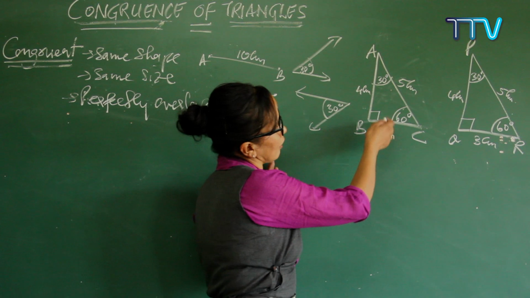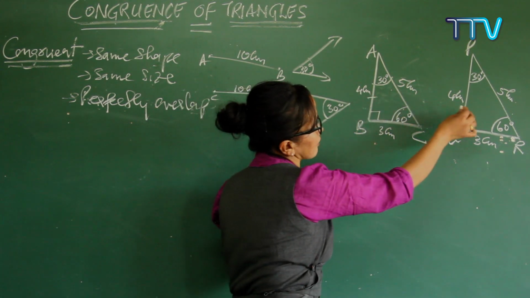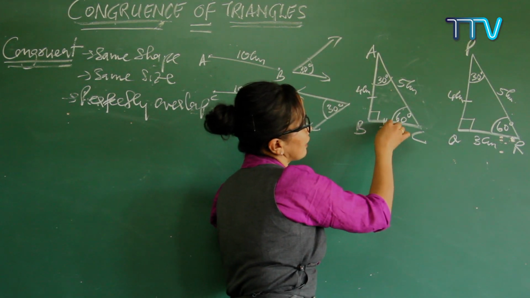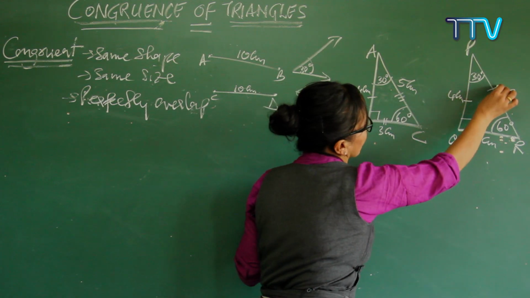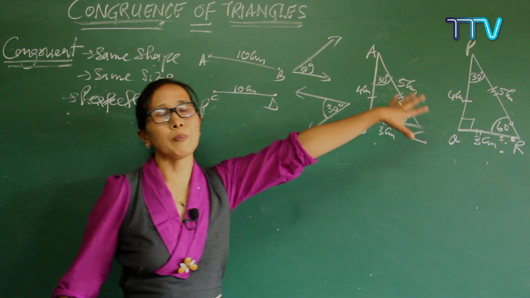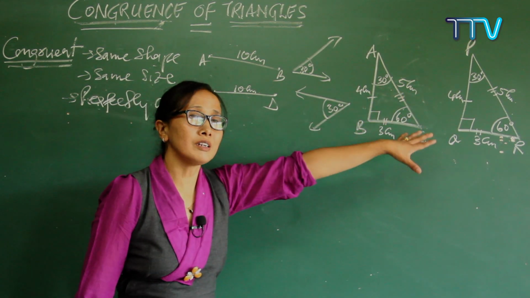Okay? So let's see here. All three angles are equal to each other. And what about the sides? This side is exactly equal to this, and this side is exactly equal to this one, and this is also equal to this one. So here, see, all six parts are exactly equal to each other. It means two triangles are congruent to each other.